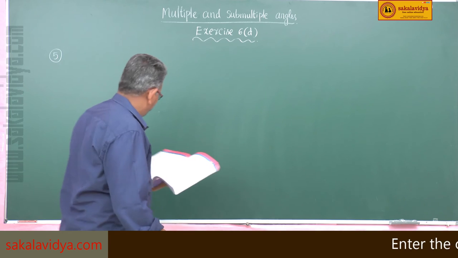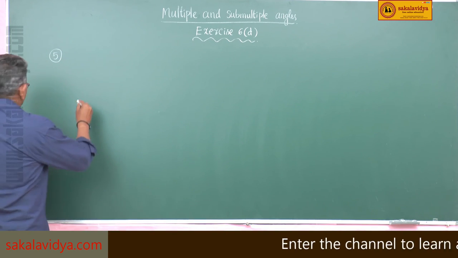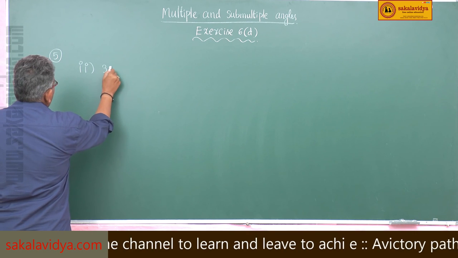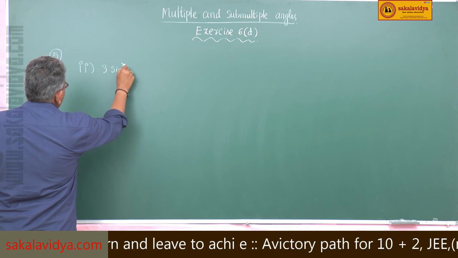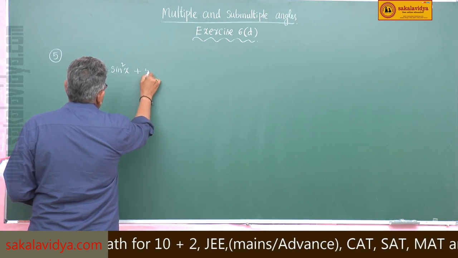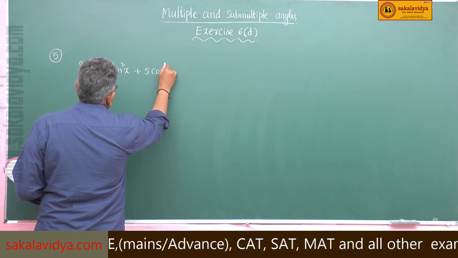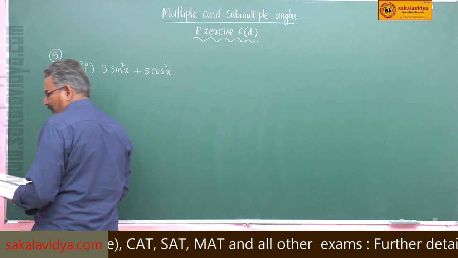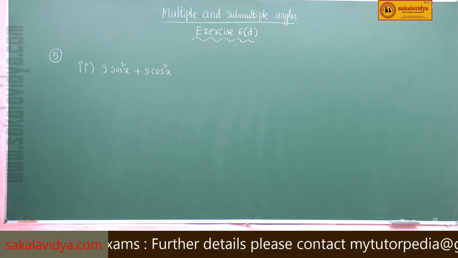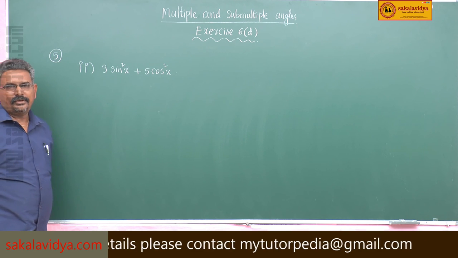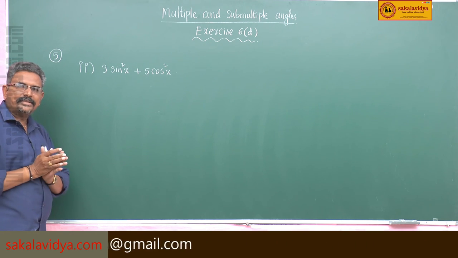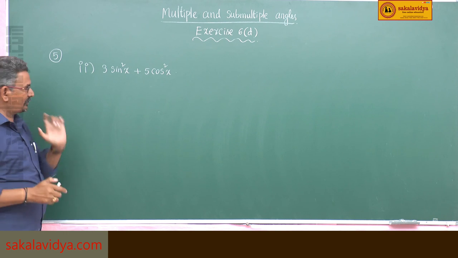Second one, 3 sin square x plus 5 cos square x. Let us find out the minimum and maximum value of this function, or range of this function, or we may call it as extreme values of this function.